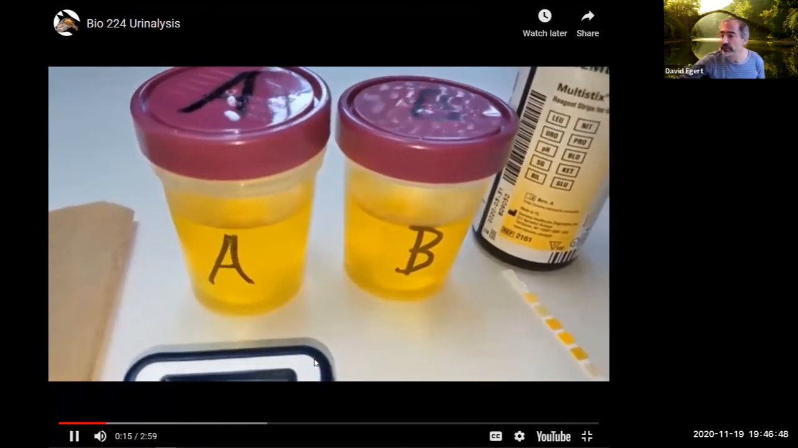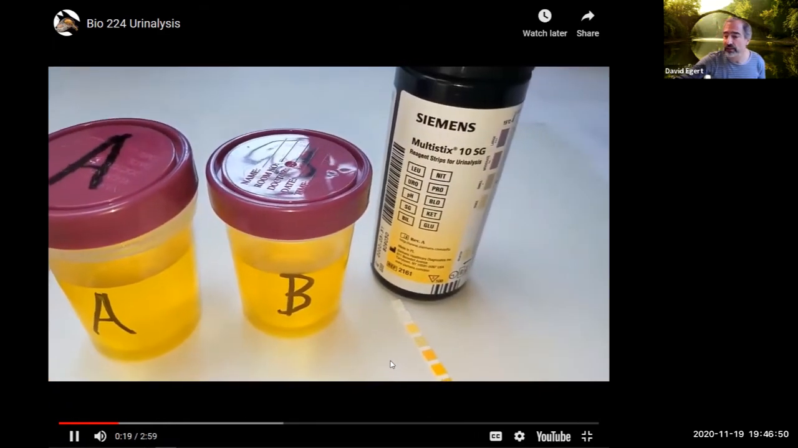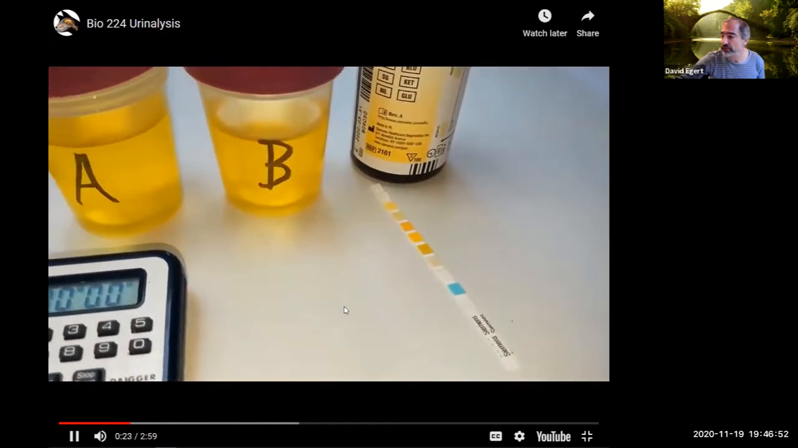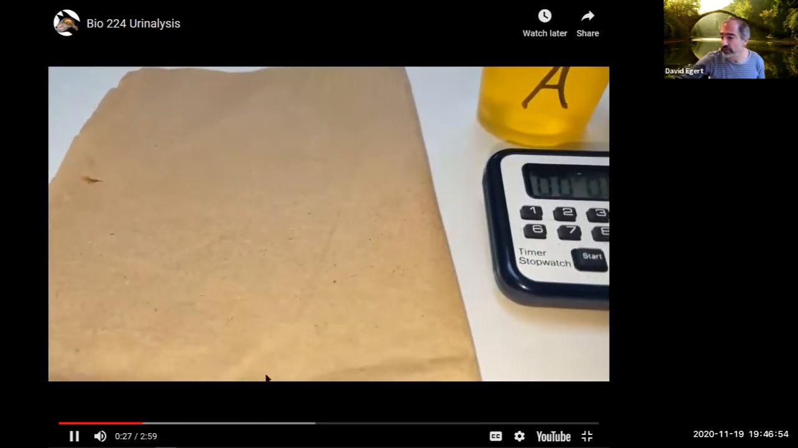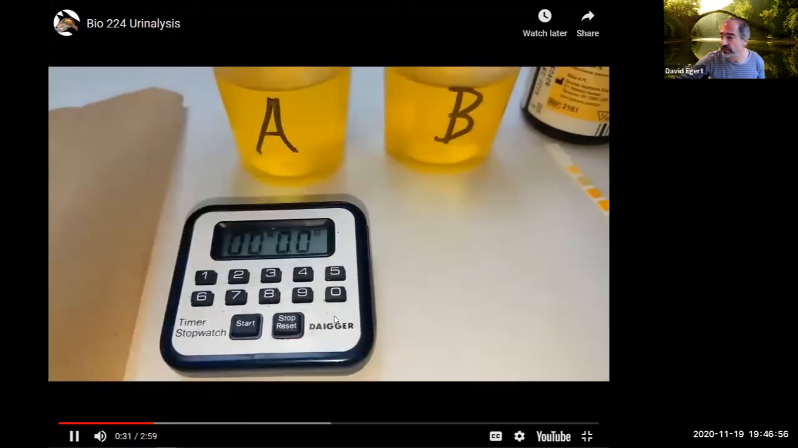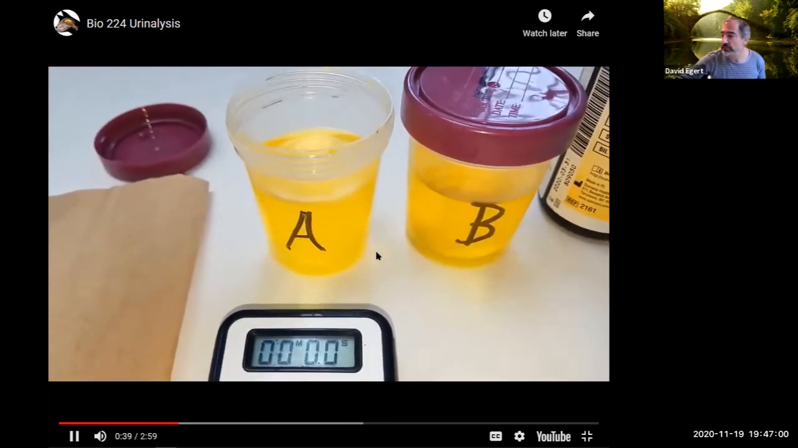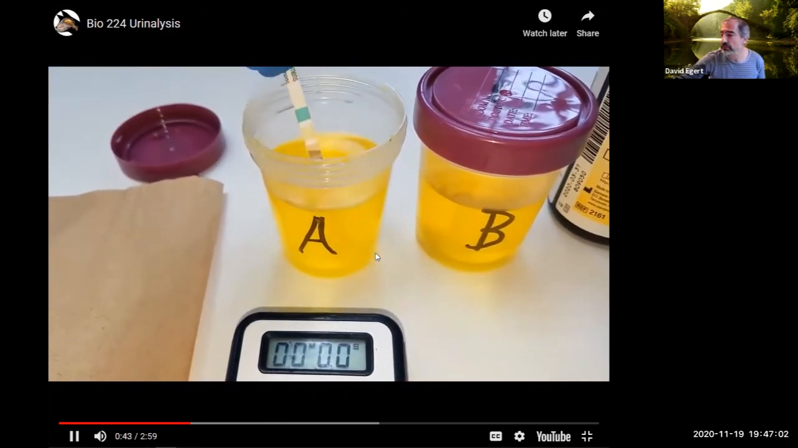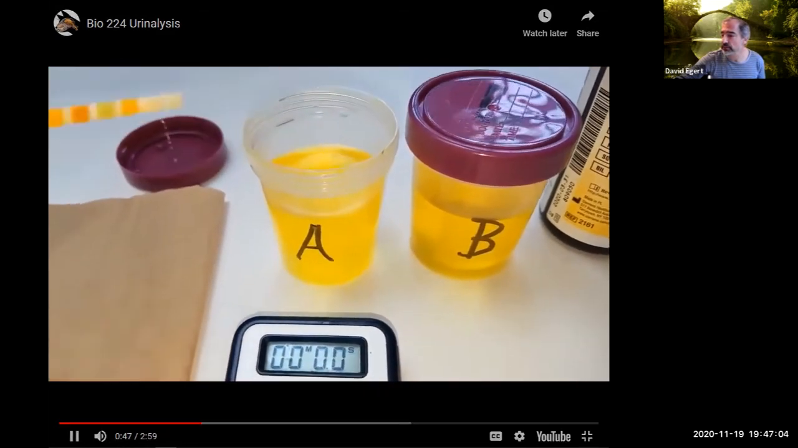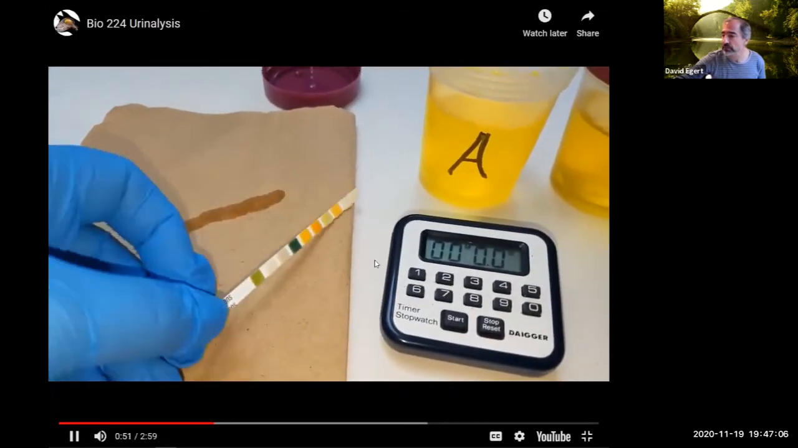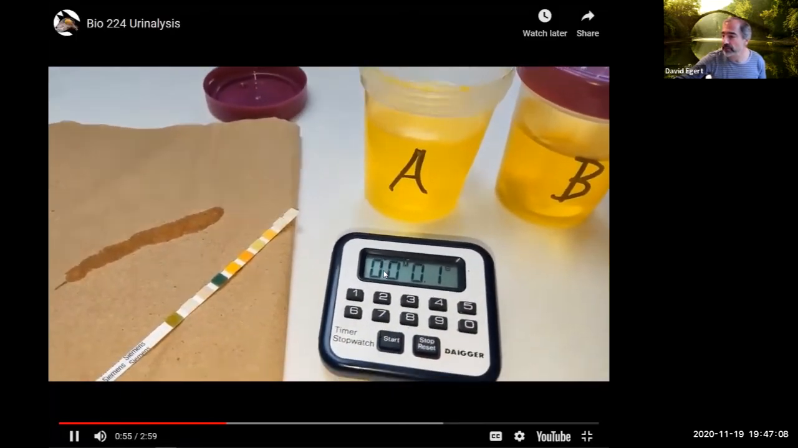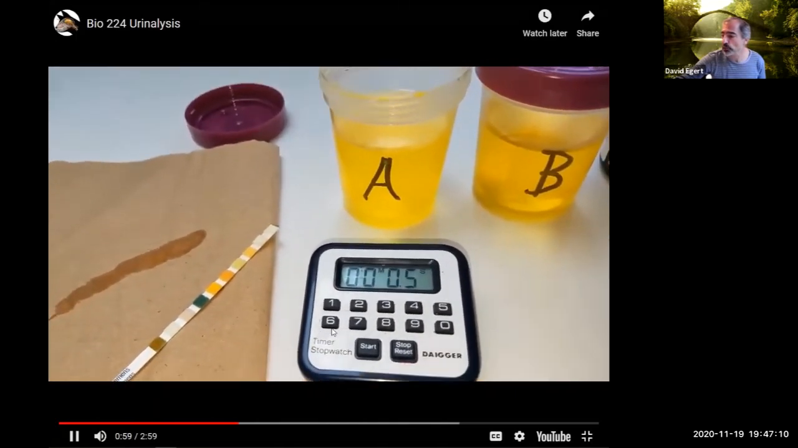From patient A and patient B, we have the multi-stick test strips. We have a timer, and we have a blotting tap, paper towel. So let's go ahead and test patient A's urine. We're going to be putting the multi-stick in, just like we did in part 1. Tap it, blot it, start the timer, and our first reading will be in 30 seconds.